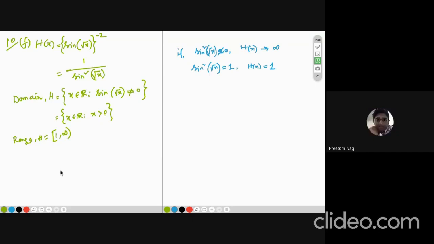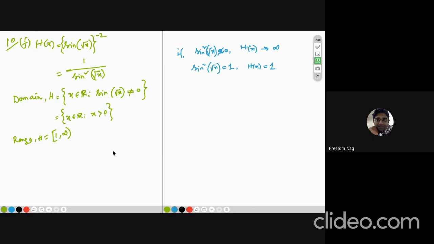Okay, but I have one more question in here. Square root of x cannot be pi as well. So x cannot be 4 pi square.